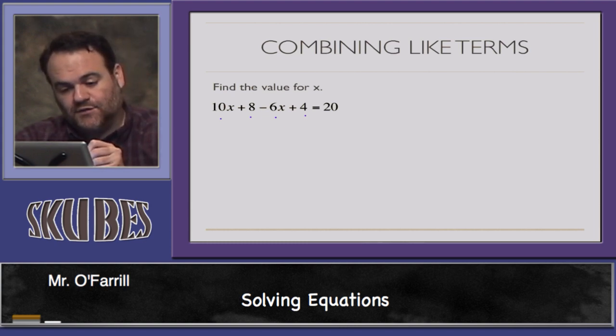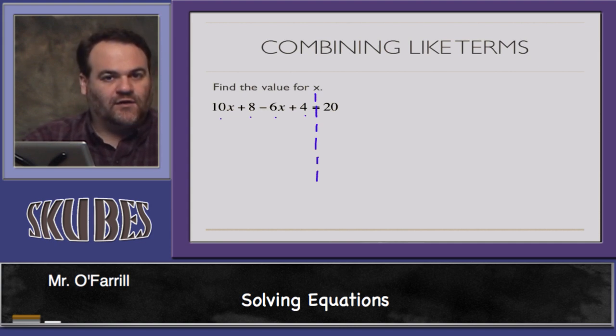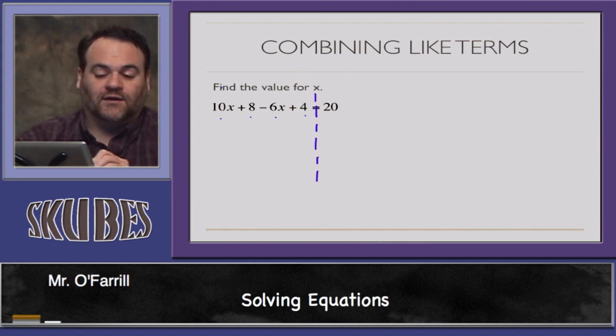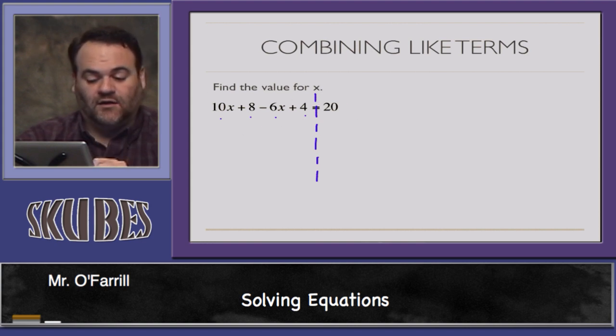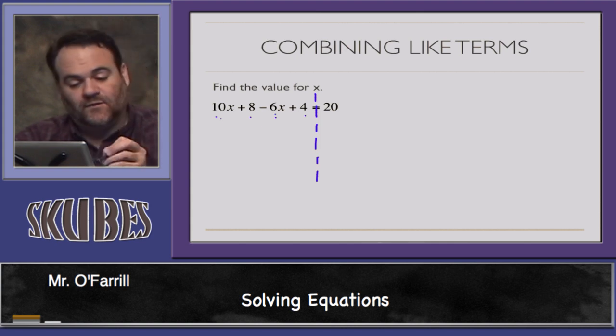Good eye for you. Just remember that if I were to put a nice balancing separation line here, we only concern ourselves with like terms if they're on the same side of that line. We're not going to combine anything with this 20 right now. We're only going to combine things that are on this side of the equation. That being said, we have 10x minus 6x.